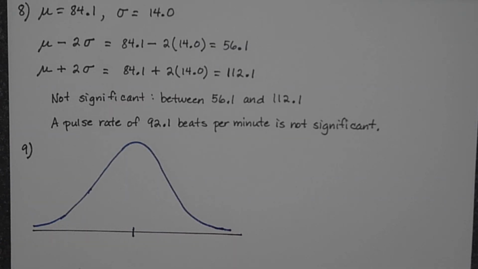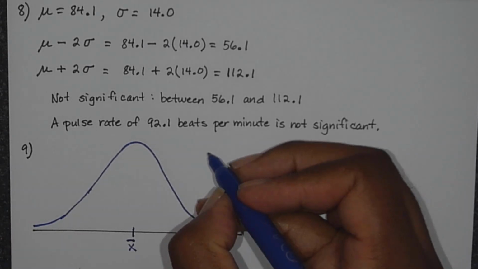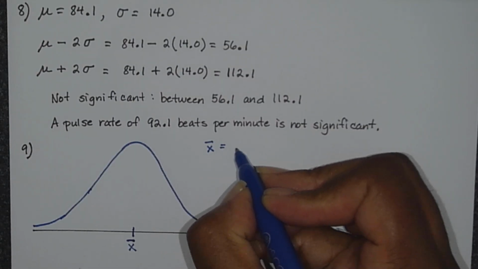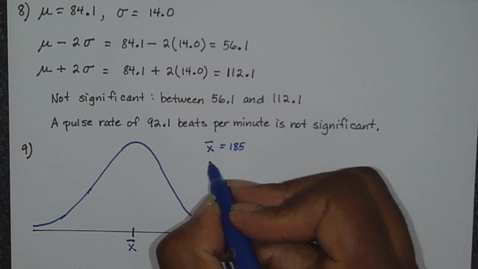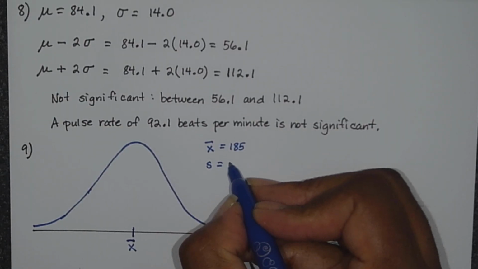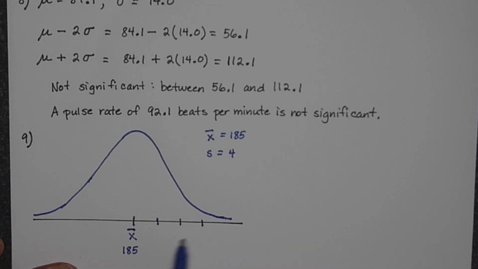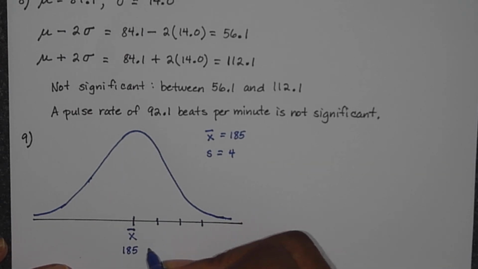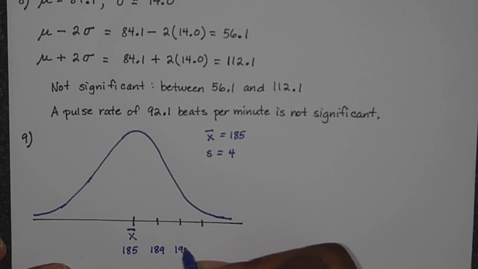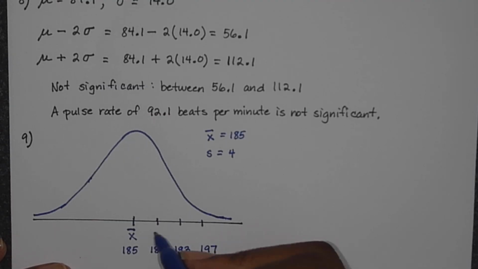And our mean is at the center of that curve. And we're told that the mean is 185. The standard deviation is 4. So if I go 1, 2, 3 standard deviations to the right, and this is 185, and our standard deviation is 4, we just simply add 4 to the 185 to get 189. And then add 4 more to that, it'll be 193, and then 4 more to that would be 197.